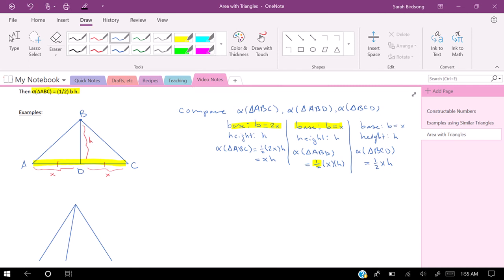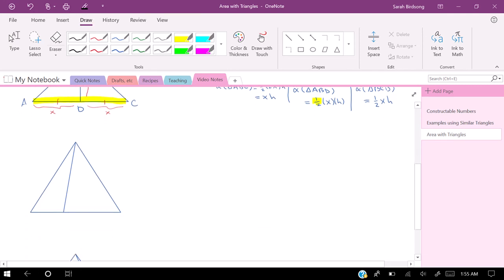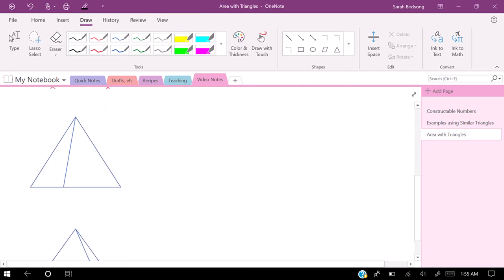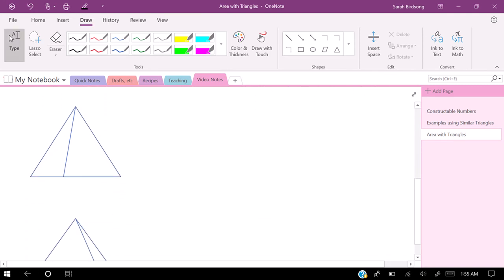Okay. Now, what did we just say here? We said that the relationship of the base of these three triangles, which shared a third vertex, the relationship of that base actually corresponded exactly to the relationship of the area of the triangles. Now, let's see if that holds on this next example.